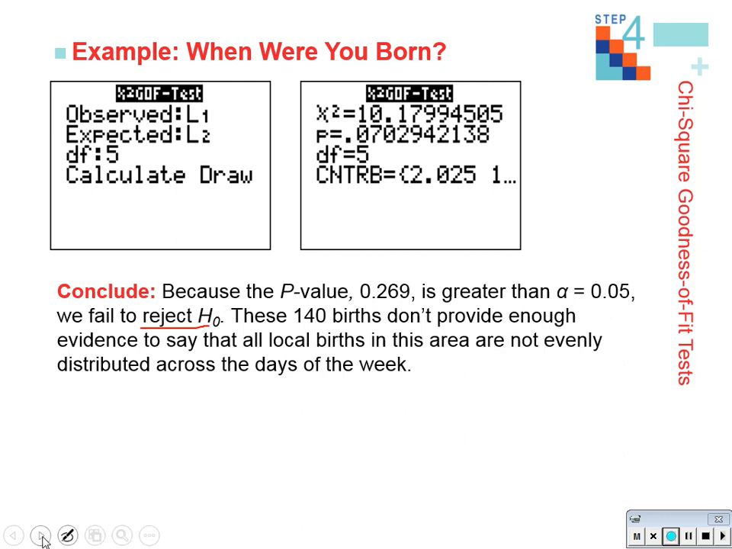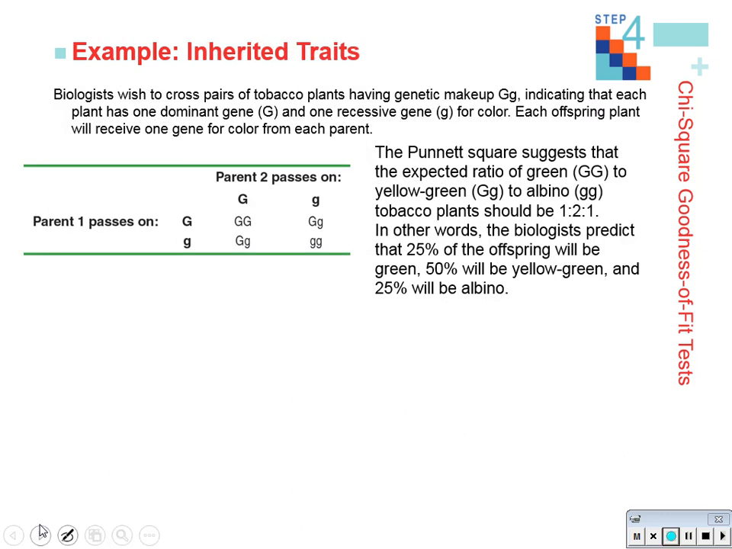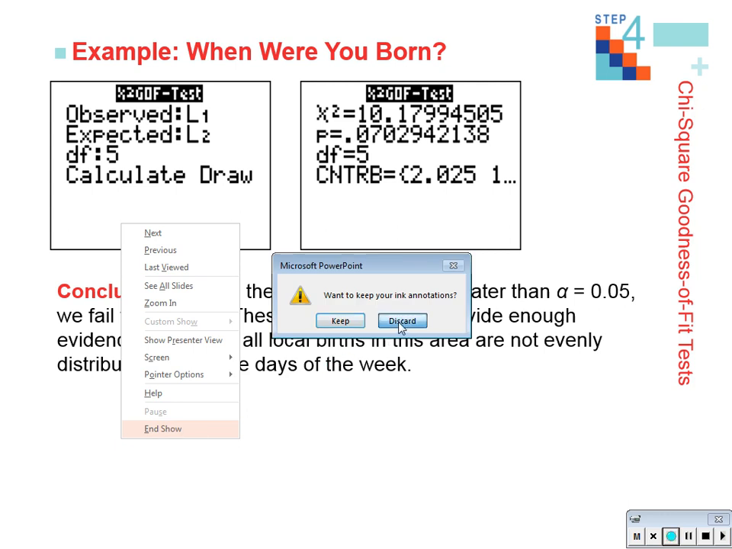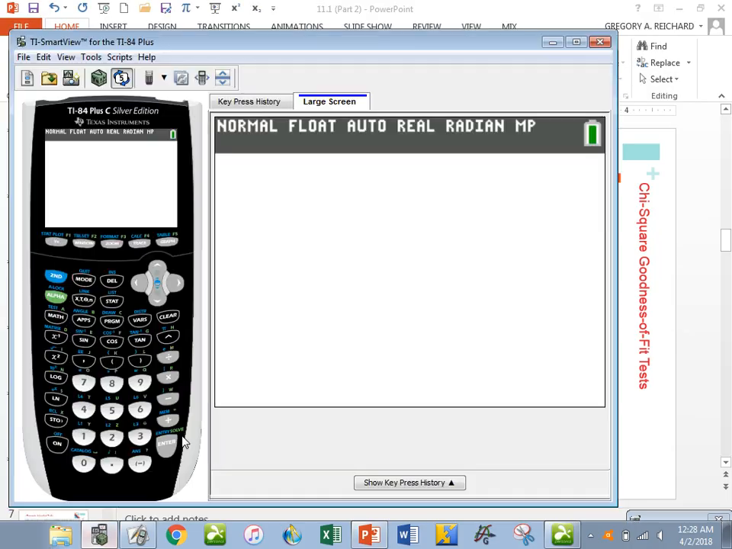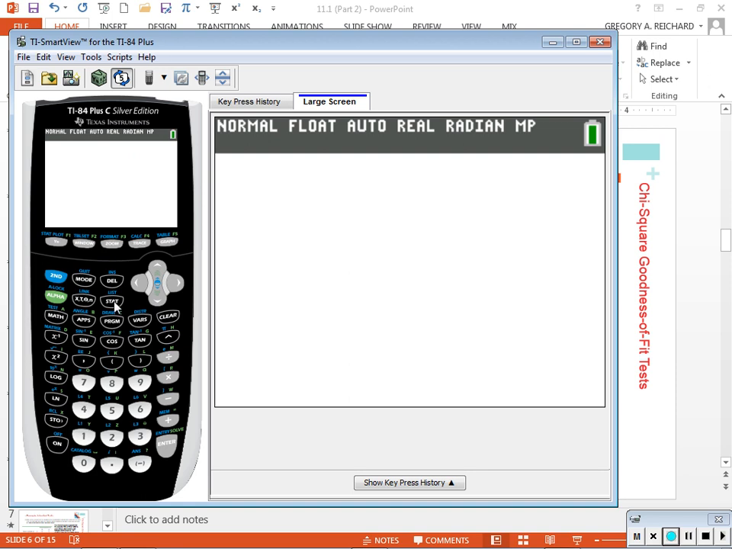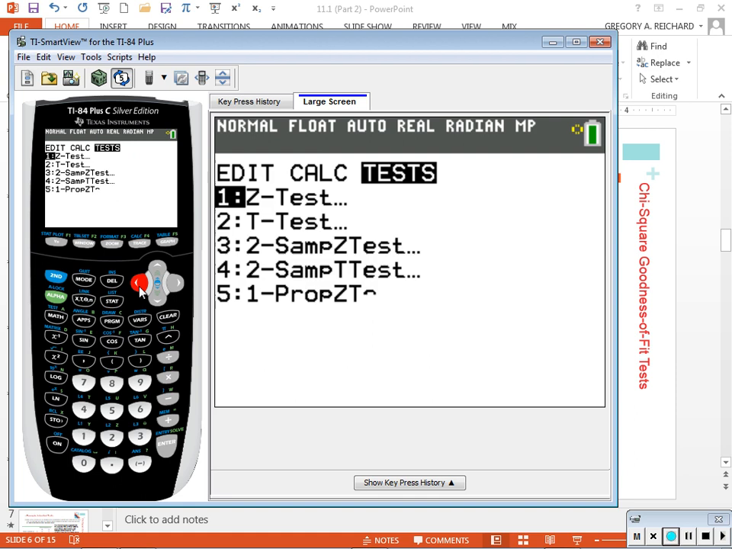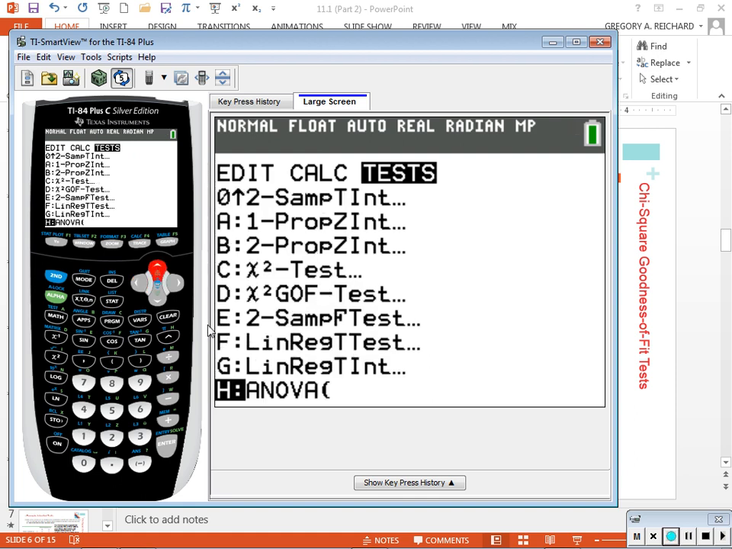So if we were going to do this in the calculator, I'm going to pull up my calculator here, and then I'm going to go to Stat, go to Edit, and put all the observed counts in L1 and all the expected counts in L2. So when I go to Stat and go to Tests, and use my up arrow key, what I'm looking for here is a chi-square goodness of fit test, which is letter D.